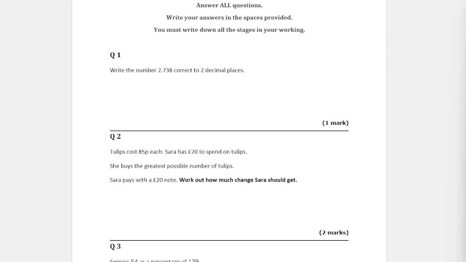Okay, question 1, round this number, so we're looking at rounding, correct to 2 decimal places. The second decimal place here is a 3, so we round into that figure, so we're looking at 2.74.